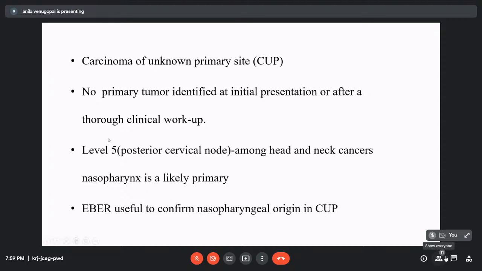So, with a level 5 posterior cervical node, among head and neck cancers, nasopharynx is a likely primary. But I don't want you to take the message that level 5 means nasopharynx. In nasopharyngeal carcinoma also, the most common site of metastasis to the cervical node is your level 2. But if you get a level 5 and you are suspecting a head and neck cancer, then nasopharynx is the likely primary. EBER is useful to confirm nasopharyngeal origin in cases presenting as CUP.